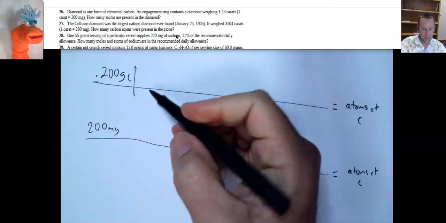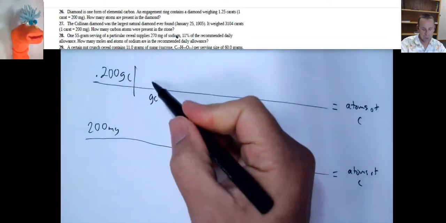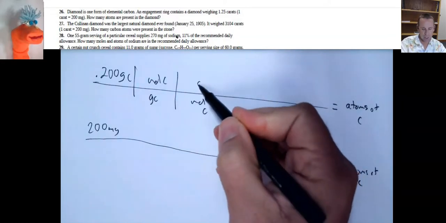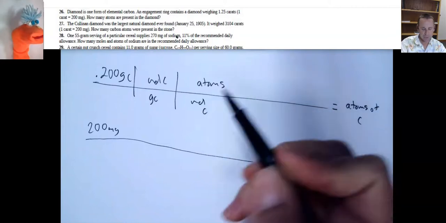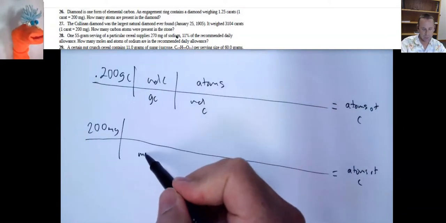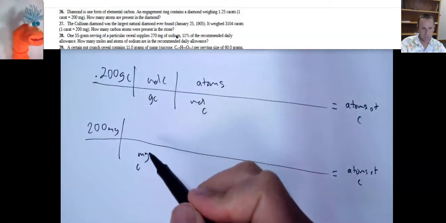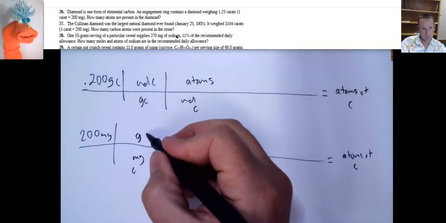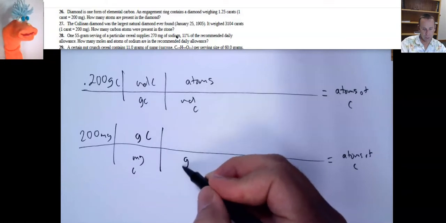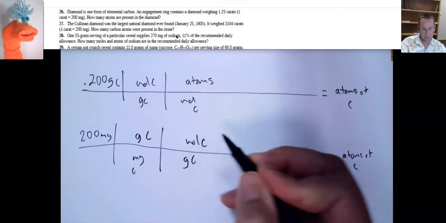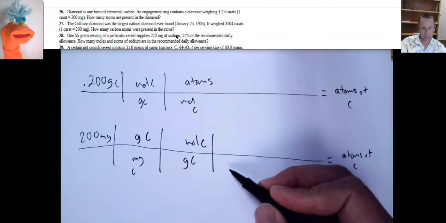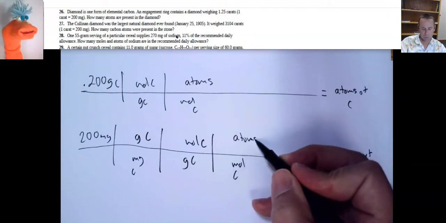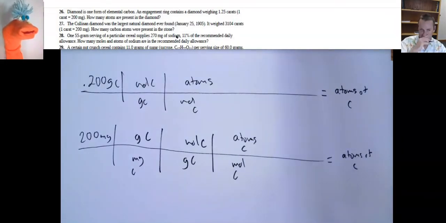So if I have that many grams of carbon, I can go from grams of carbon to moles of carbon, and then from moles of carbon to atoms of carbon. Here I can go from milligrams of carbon to what? You want to go to grams. That's right. I need to go to grams of carbon, because then I can go from grams of carbon to moles of carbon. And then where? Moles to atoms. Good. Moles of carbon to atoms of carbon. That's where I want to be, atoms of carbon.